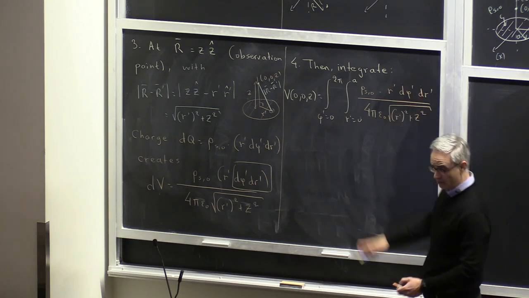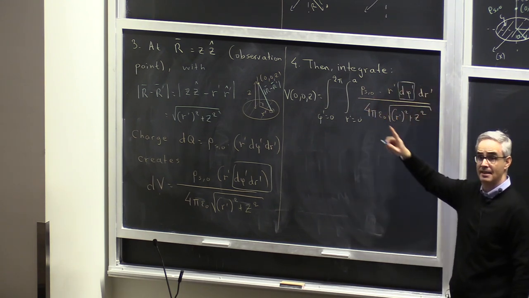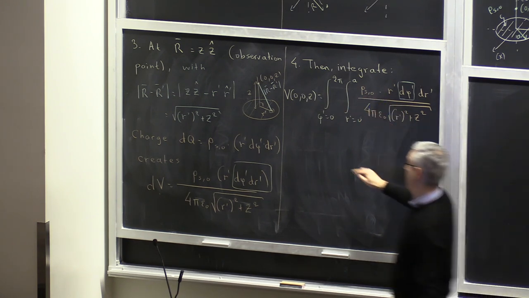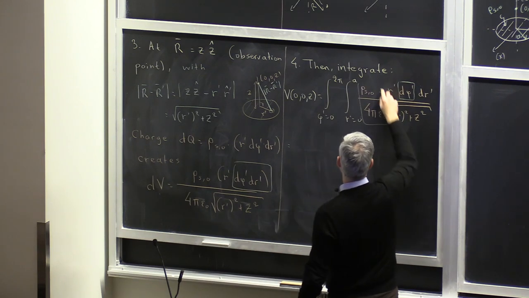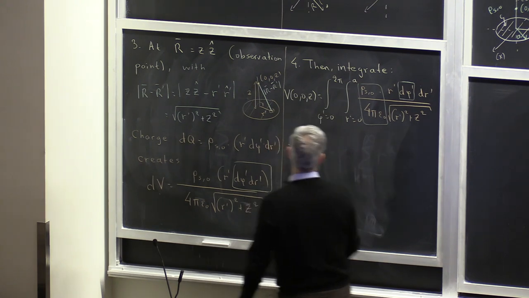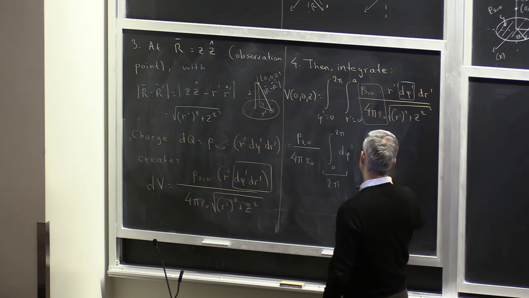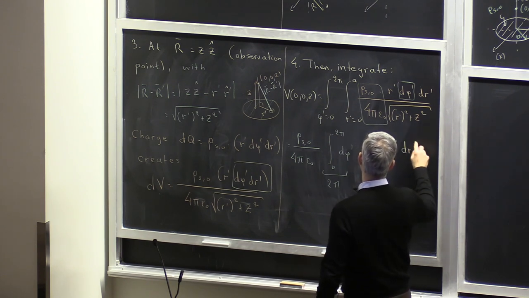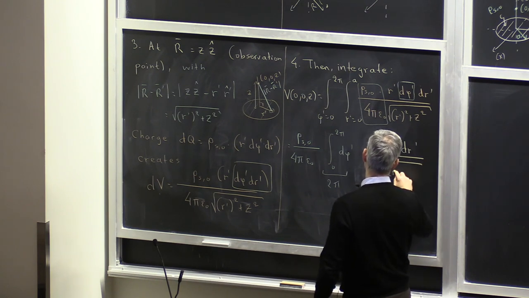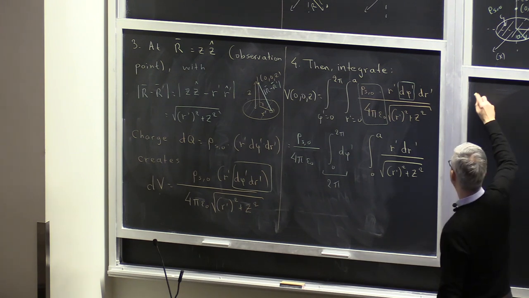And then I split the integral in two. There is an easy integral here with respect to d phi prime. You see nothing here depends on phi prime. I take out as well the constants. So I have the integral from 0 to 2 pi of d phi prime. This is 2 pi. Then the integral from 0 to a of r prime dr prime over the square root of r prime squared plus z squared. So this is a somewhat more complicated integral. Let me do it separately.